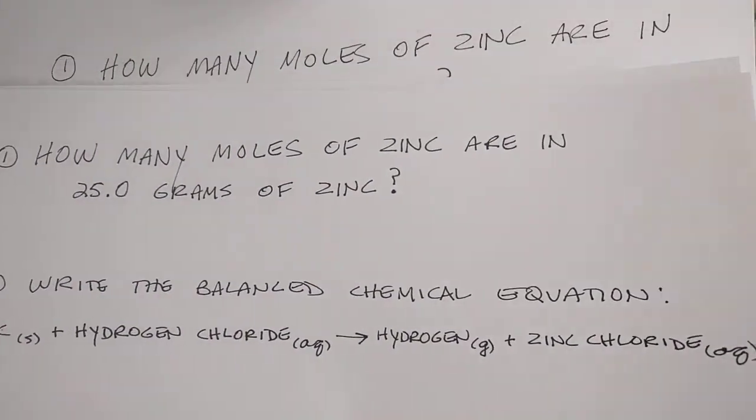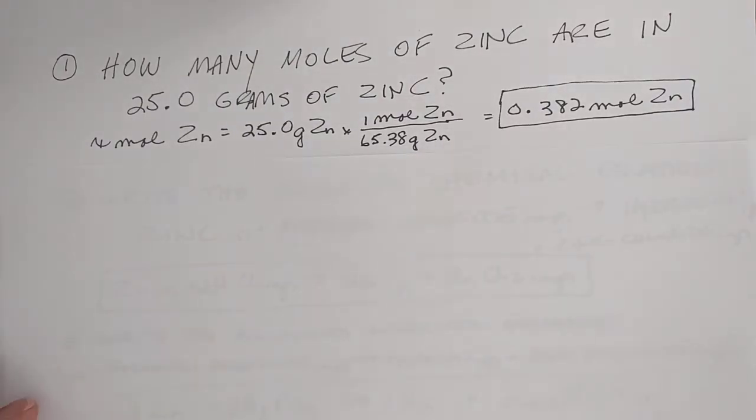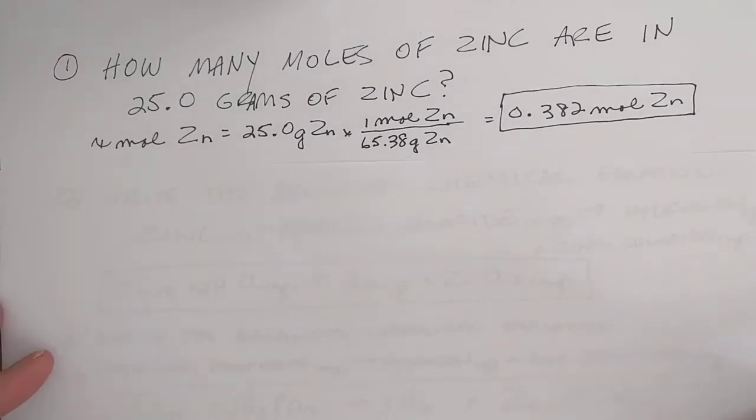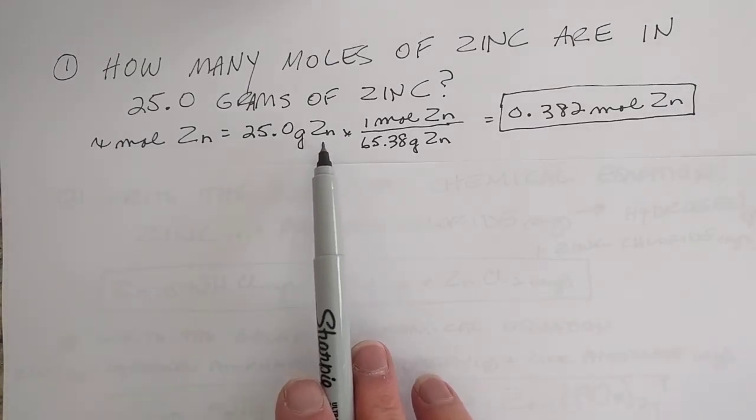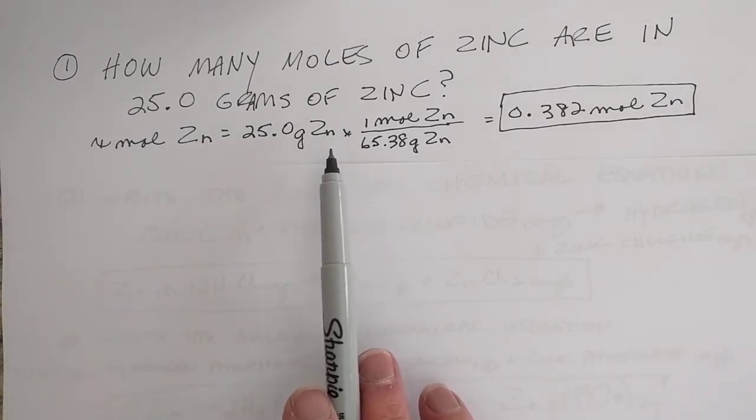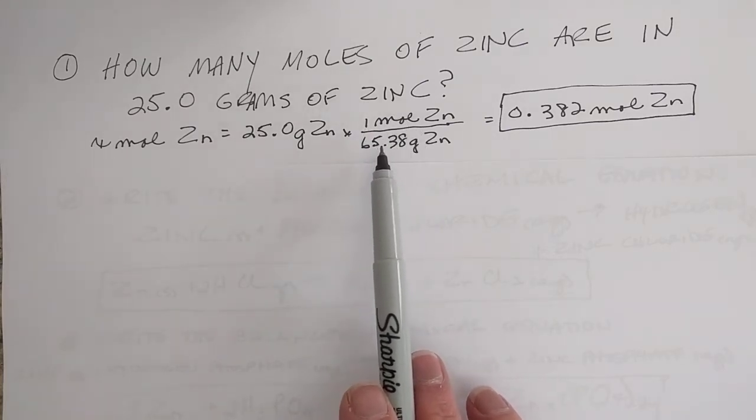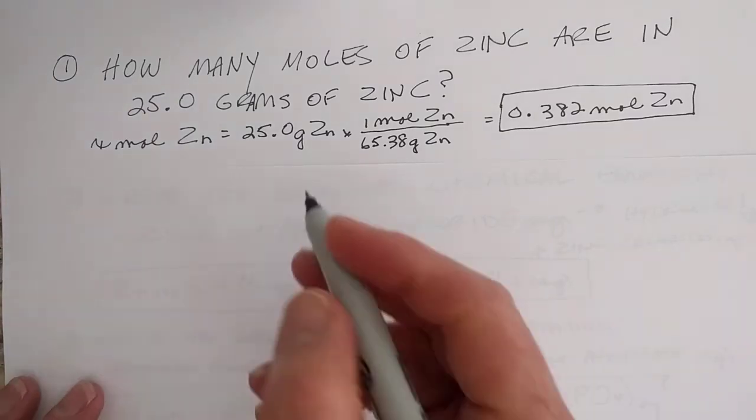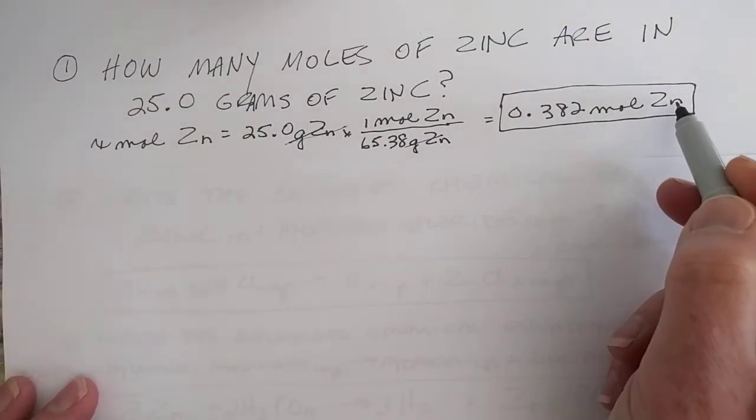Okay, hopefully you're back. And our first question was an easy one. How many moles of zinc are in 25.0 grams of zinc? So we do our dimensional analysis. X moles of zinc equals 25.0 grams of zinc times our conversion factor from the periodic table, 1 mole of zinc divided by 65.38 grams of zinc. Grams of zinc cancels out. Our unit is moles of zinc.